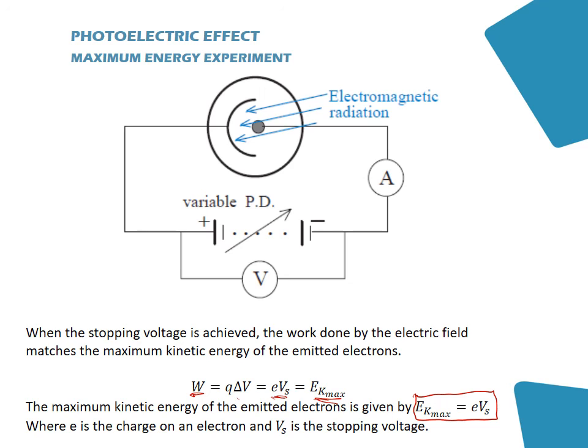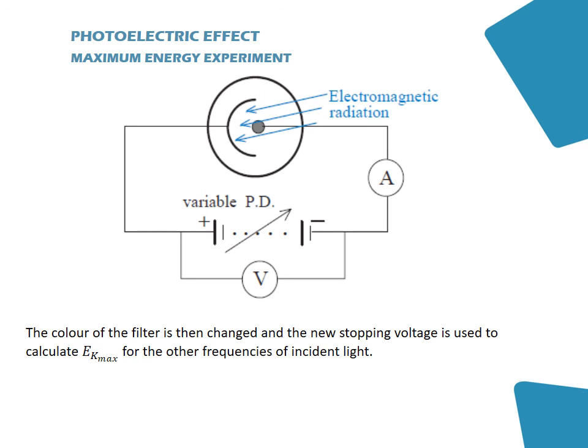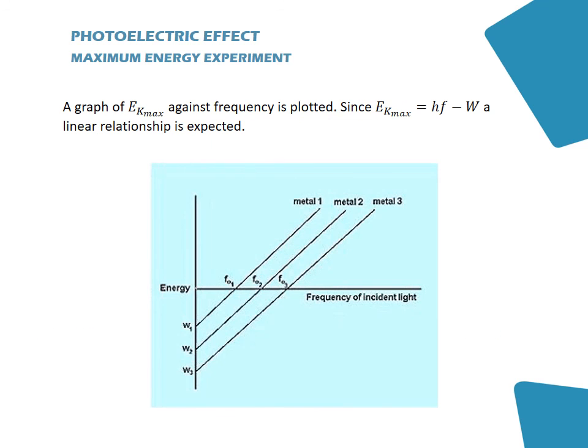that we've just calculated. Once we've done this, we can then change the color of the filter, or change the color of the light, and use that to work out a new stopping voltage and calculate the maximum kinetic energy for other frequencies of incident light. Once we've done this for various frequencies of incident light, we can actually plot a graph of our maximum kinetic energy against the frequencies that we used. Once we do this, we can see that familiar shape that we've already investigated previously.